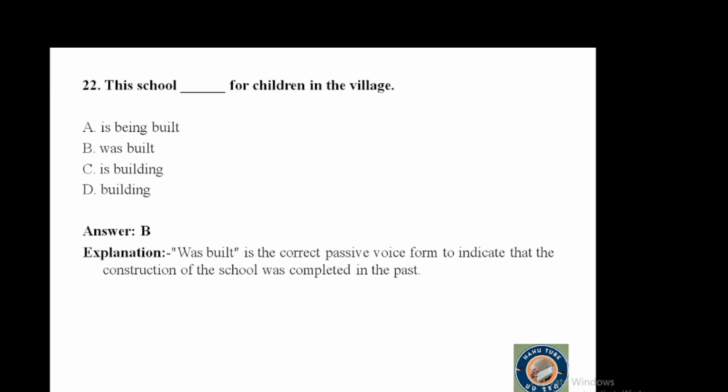Question number 22. This is school blank for children in the village. A. Is being built. B. Was built. C. Is building. D. Building. The answer is was built. Was built is the correct passive voice form to indicate that the construction of the school was completed in the past.